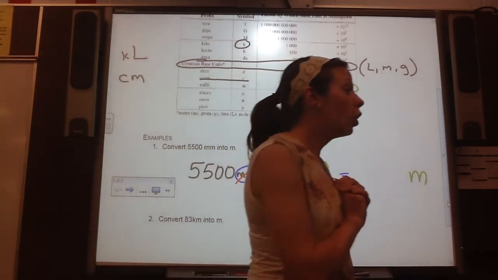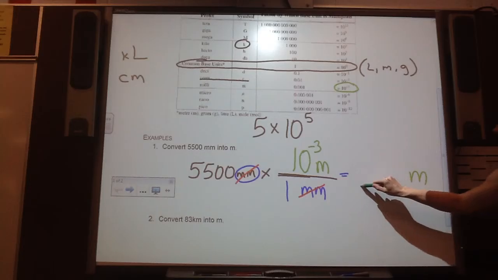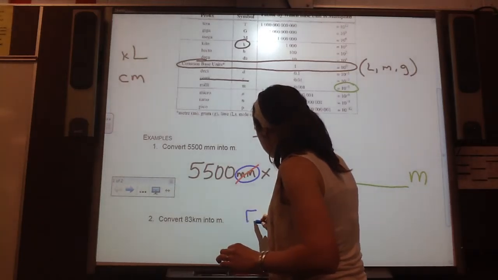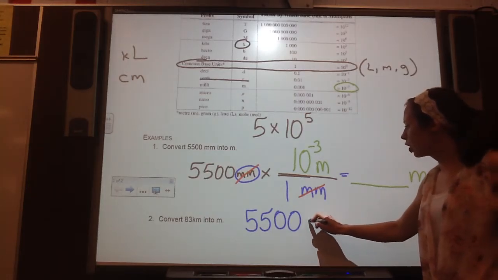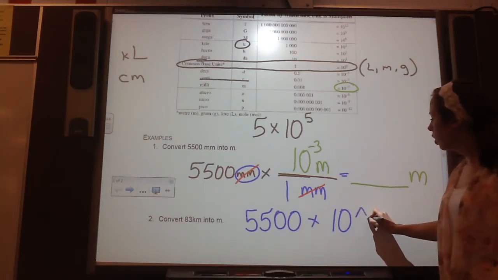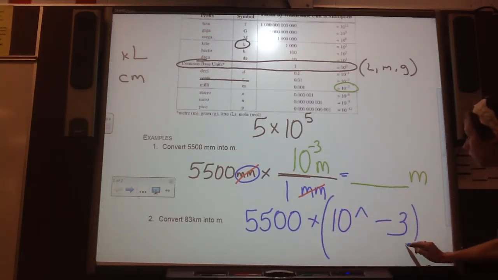Okay? So, what I want you to do now is type this into your calculator. So, what you type into your calculator is this. You go the number 5500, and I'm just going to do it for everybody, times 10, and then do the arrow up. And then the negative, and then the 3. Okay. Type divide by 1.